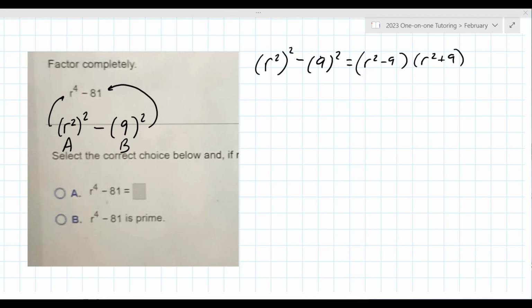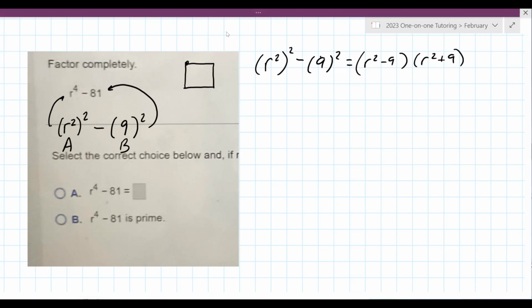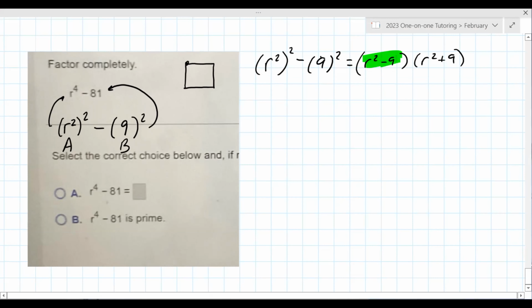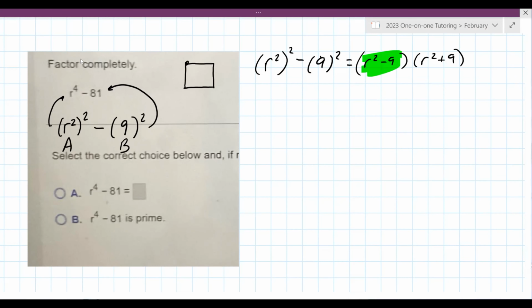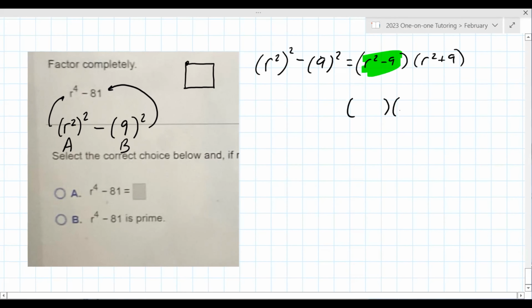Okay, r to the fourth minus 81. So you just went backwards. That's like when you make four right turns, you go all the way back. What I was trying to get you to do is see that this one right here is the same thing. You can write it as something times something because it's a difference of squares.